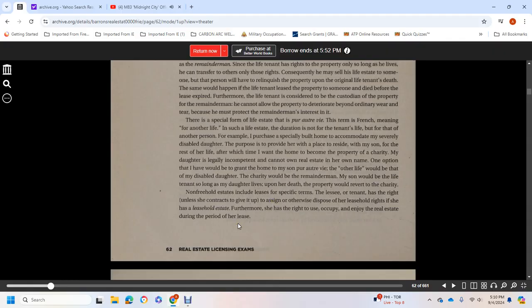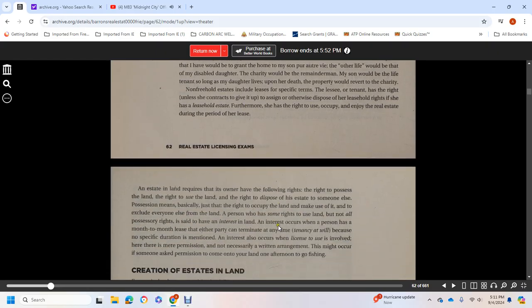Non-freehold estates include leases, specifically termed leasehold estates, and tenants have the right, unless the contract they sign says otherwise, to sublease or otherwise dispose of their leasehold rights. A tenant with a leasehold estate also has the right to occupy and enjoy the real estate during the period of her lease. An estate in land requires that the owner have the following rights: the right to possess the land, the right to use the land, and the right to dispose of his estate.